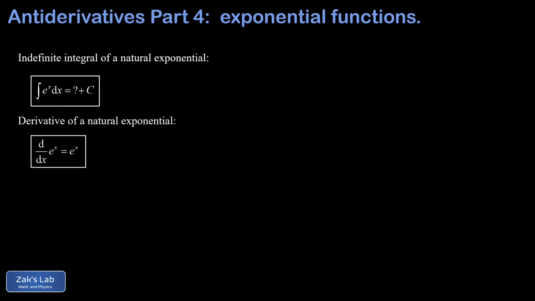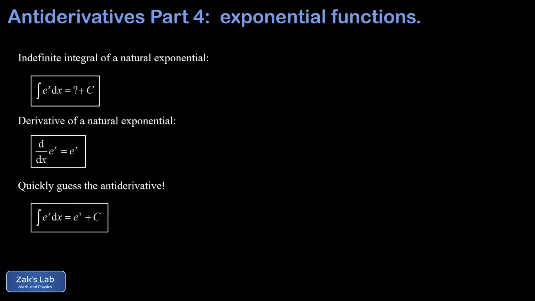Next, we recall the extraordinarily simple behavior of the natural exponential function when we differentiate it. The derivative of e to the x is the same function, e to the x. It's the only non-trivial function that does this. So when we're trying to guess the antiderivative of e to the x, it's just the thing you differentiate to get e to the x, which is e to the x. So our indefinite integral of e to the x dx is just e to the x itself plus an arbitrary constant c to make it as general as possible.